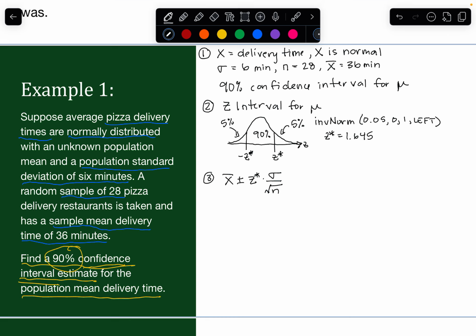My next step is I'm going to plug those values in. I know my sample mean is 36 minutes. I know that my z star is 1.645. And then for my fraction here, I know that my population standard deviation is 6 minutes, and I have a sample size of 28.